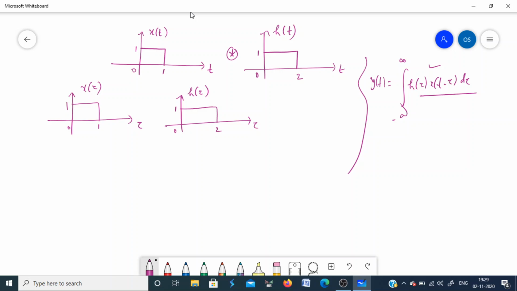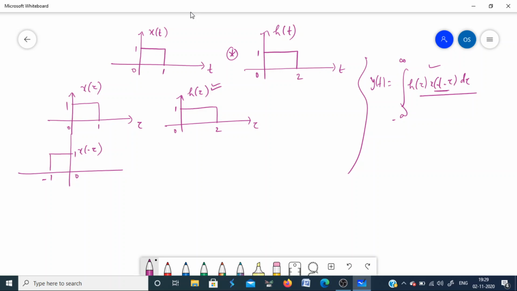In this case I am folding and shifting x(tau). It means I have to keep h(tau) fixed. Now I have to fold x of tau first. It will become x of minus tau, 0 to minus 1 it is 1.